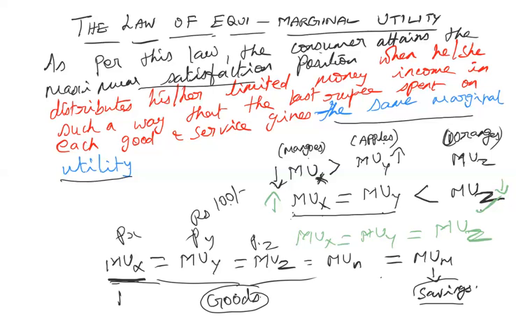Then he will get that maximum satisfaction. To put it more clearly, I explained to you one of the importances of the law of diminishing marginal utility. There is a point called optimum consumption. Optimum consumption means he should not go to the extent of vomiting. He should not purchase 6 units of mangoes.